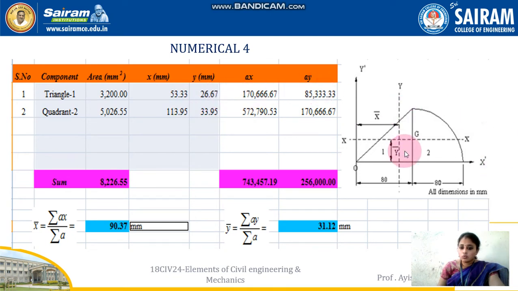And the next one is a quarter circle. If the centroid is lying in between the radius, the centroid formula is 4r by 3 pi, right? The area of the quarter circle is pi r square by 4. R is nothing but 80 mm. So here pi r square by 4, and the x is 4r by 3 pi.